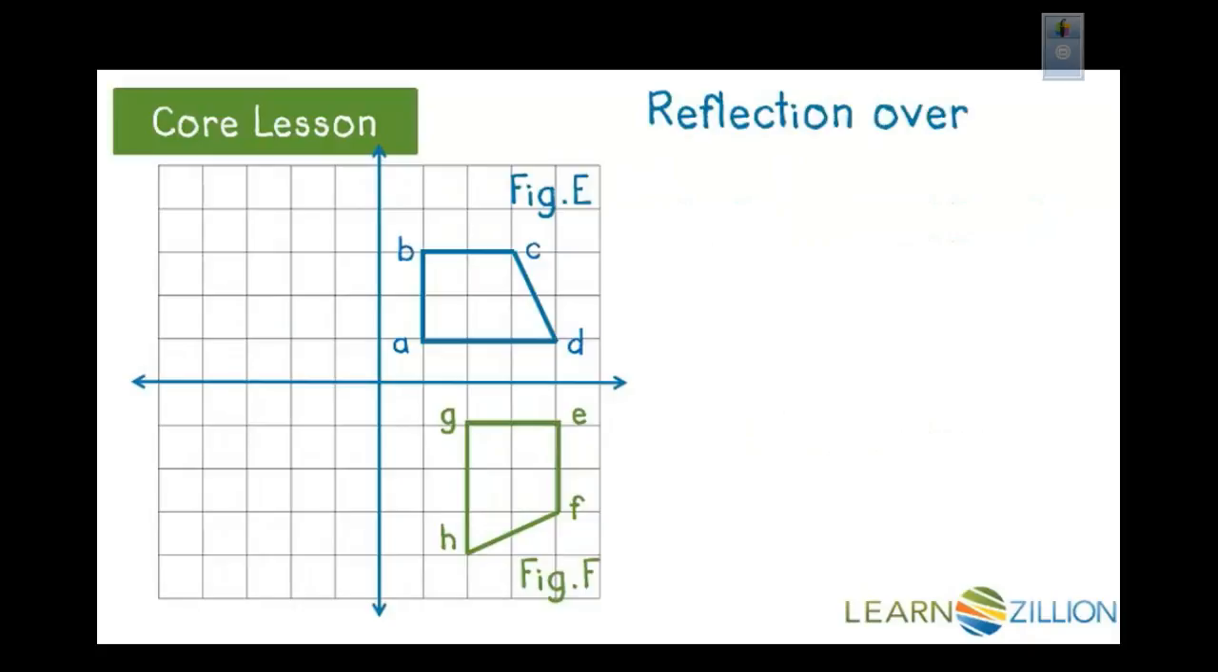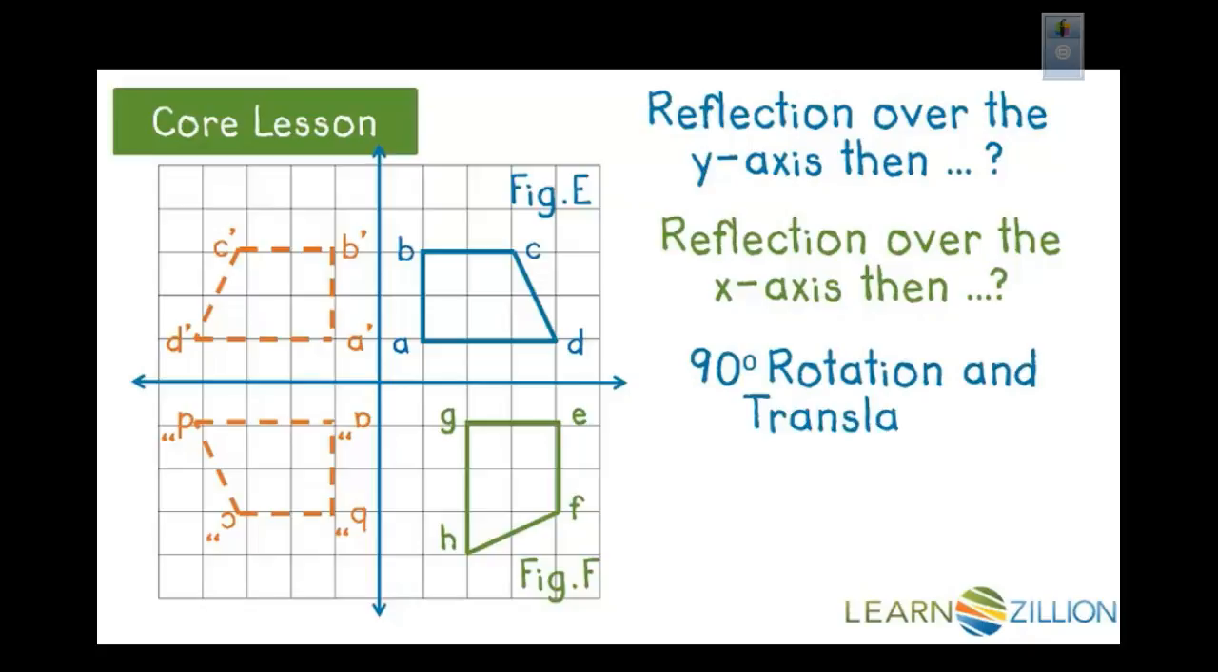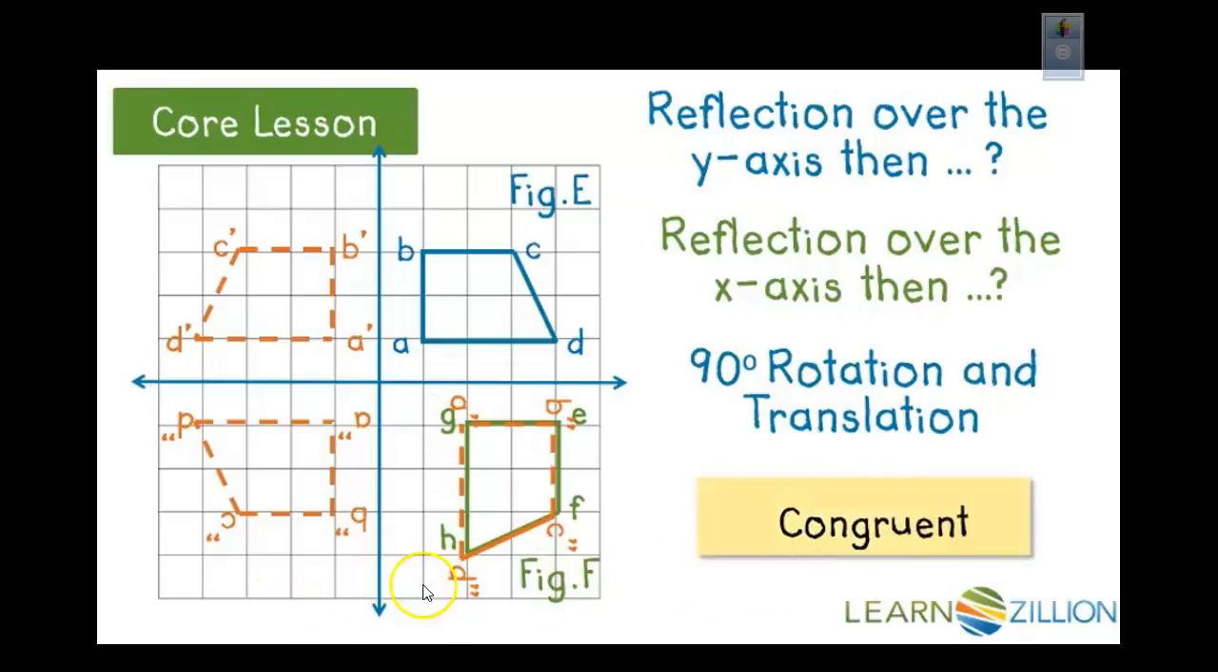Let's try reflecting over the y-axis, and then reflecting over the x-axis, and then a 90-degree counterclockwise rotation, looking good. If we just translate 1 unit, we see that it works. Since all of these were rigid transformations, none of them changed the size or shape of the figure.